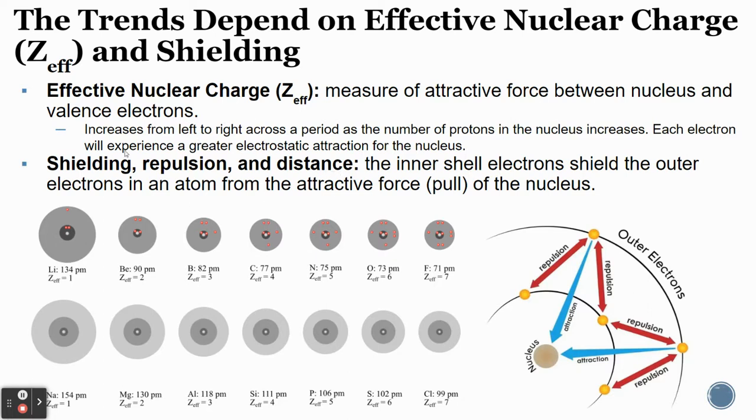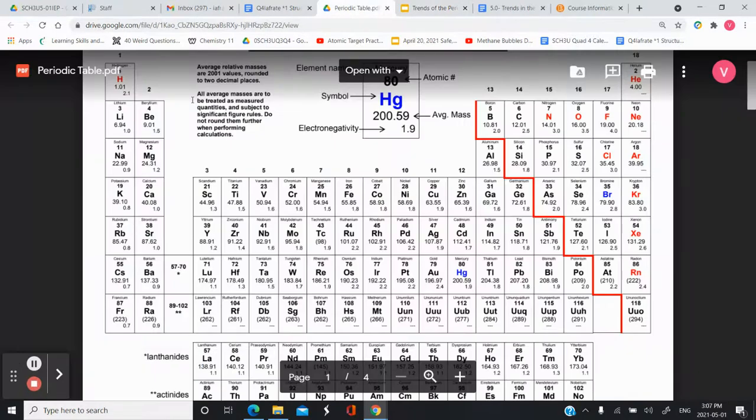So the effective nuclear charge is the measure of the attractive force between the nucleus and the outer electrons, or the valence electrons. So how strongly the nucleus can pull in the electrons, and especially those outer electrons. And generally, the effective nuclear charge is going to increase from left to right across a period. So if I go to my periodic table over here, lithium, beryllium, boron, carbon, there's a higher effective nuclear charge as you go from lithium to neon.